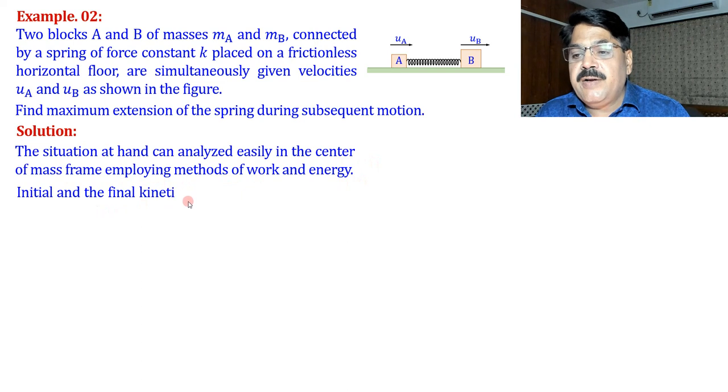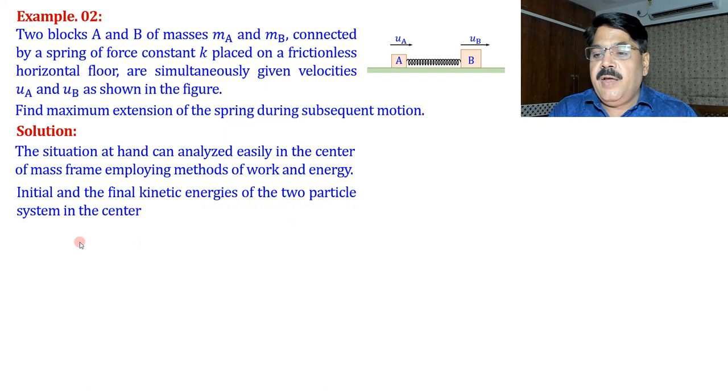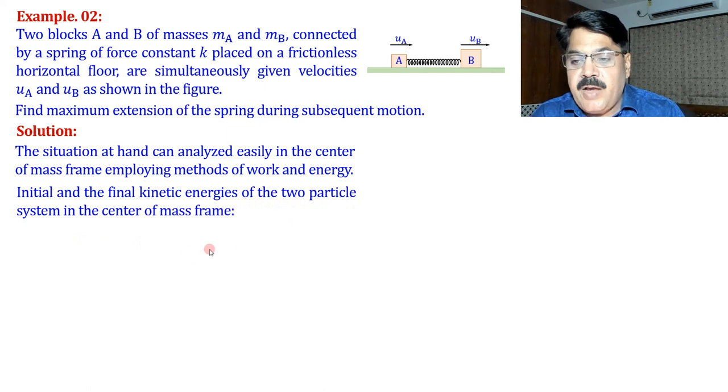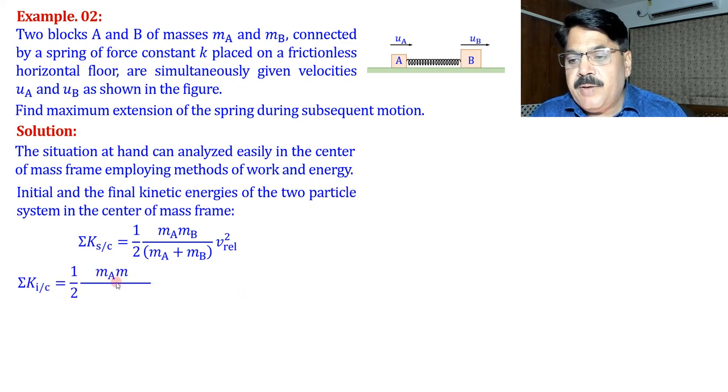Initial and the final kinetic energies of the two-particle system in the center of mass frame, we can write the expression: K system with respect to C is half mu, which means the product of masses upon the sum of masses, ma mb upon ma plus mb, into v relative square. So we can write the initial kinetic energy, summation Ki with respect to C, is half ma mb upon ma plus mb, ub minus ua, square. That is the initial kinetic energy.